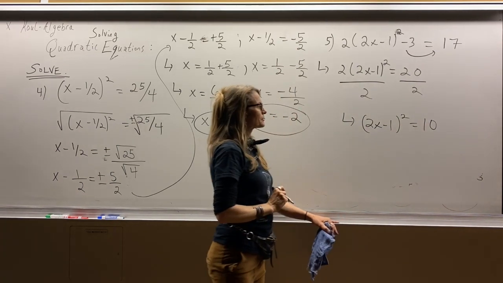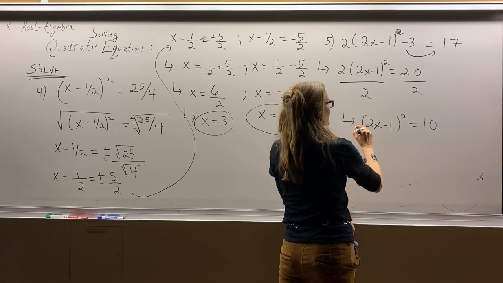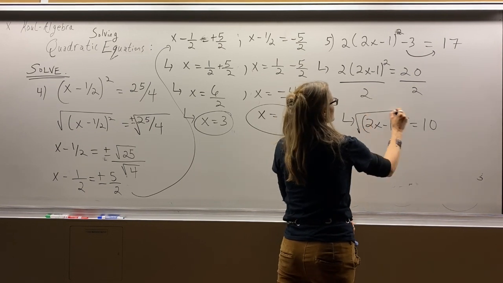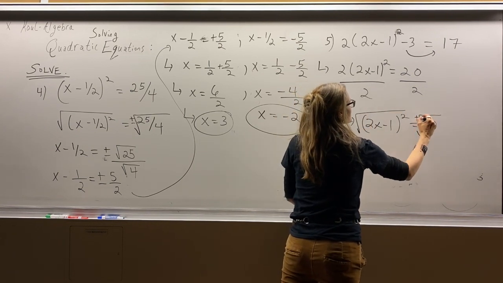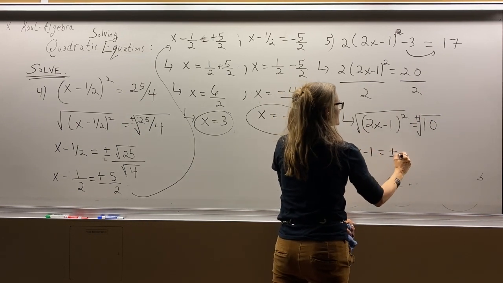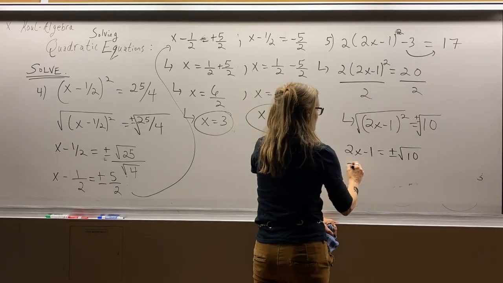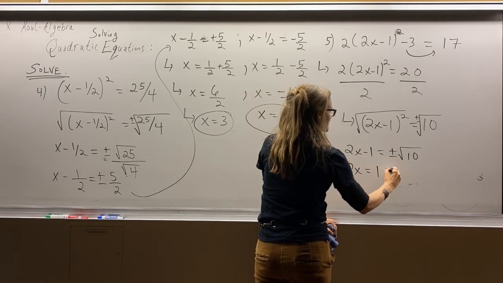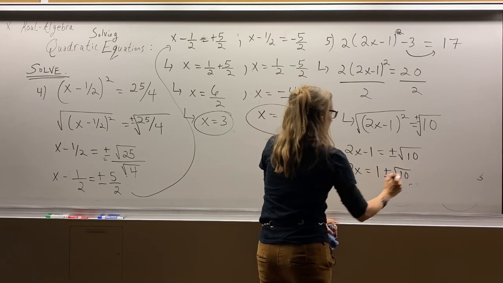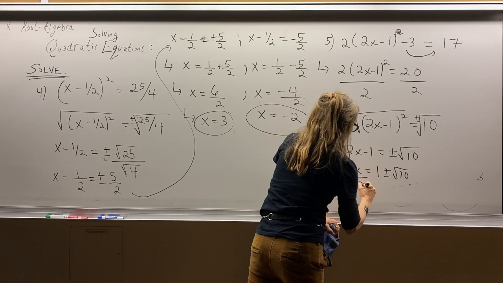And the question is, how do I solve this now? Well, what we do is we finally take the square root of both sides. Square root this, square root this, and I get 2x minus 1 equals plus or minus the square root of 10. And then I have 2x equals 1 plus or minus the square root of 10. And then finally what I have to do is divide both sides by 2.